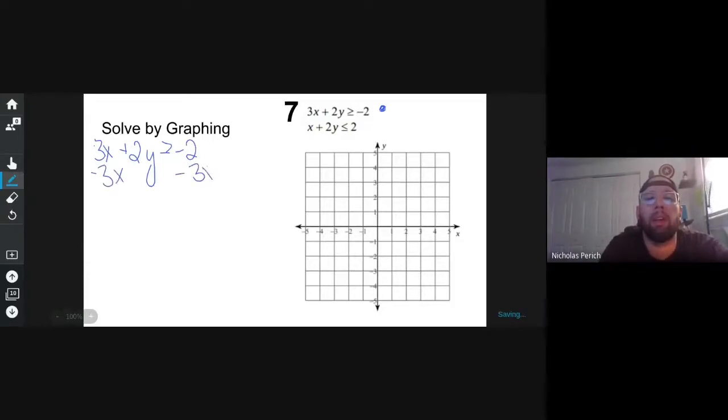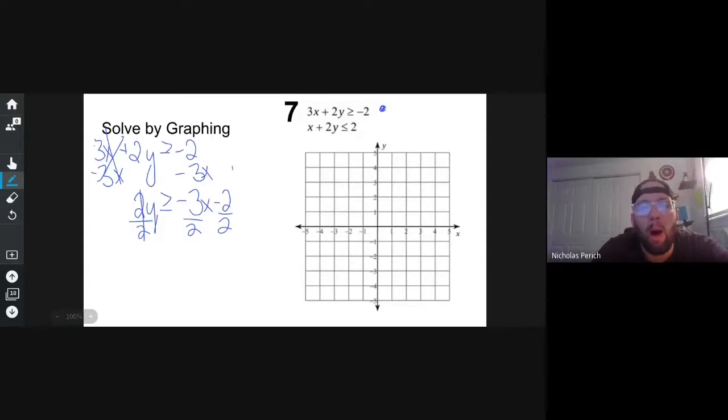Well, I'm going to have to subtract 3x from both sides. Minus 3x. That gives me 2y is greater than or equal to negative 3x minus 2. Is y all by itself? No. 2's in the way. Divide everything by 2. And when I do that, I get a final equation of y is greater than or equal to negative 3 over 2x. 2 divided by 2 is 1, so minus 1. So that's my top equation.